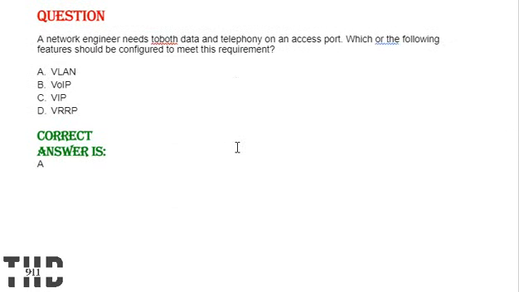The network engineer needs to support data and telephony on an access port. Which of the following features should be configured to meet this requirement? Option A, VLAN. Option B, VoIP. Option C, VIP. Option D, VRRP. Correct answer is option A.